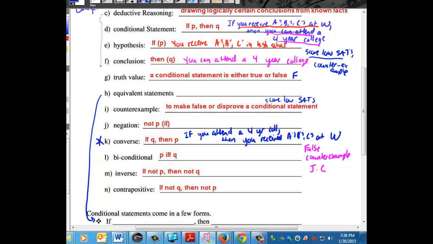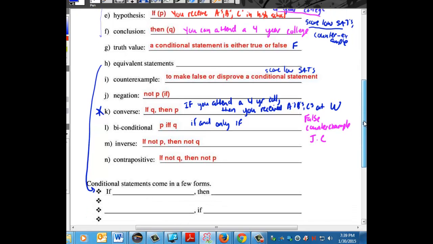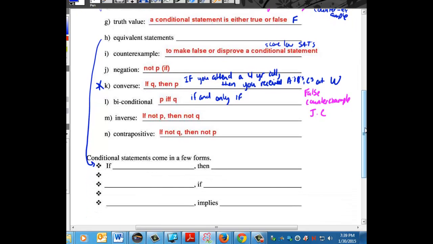Next, we have our biconditional statement, and we're going to focus on this on the following page. So for now, just know that it's P if and only if Q, and IFF means if and only if, but again, we'll get into more of that on the next page. The inverse now says that we have if not P, then not Q. So we have to write this out again, but this time we're going to include the not.